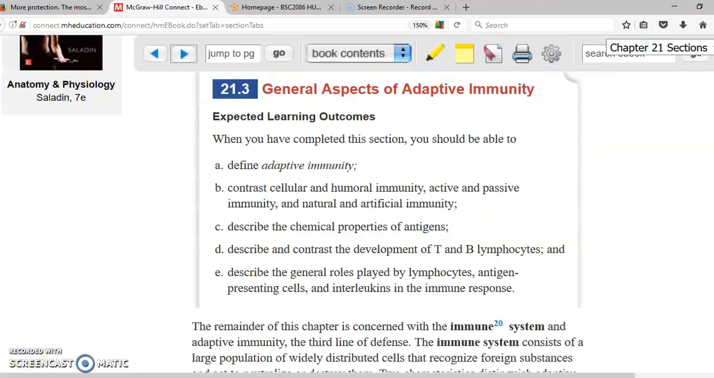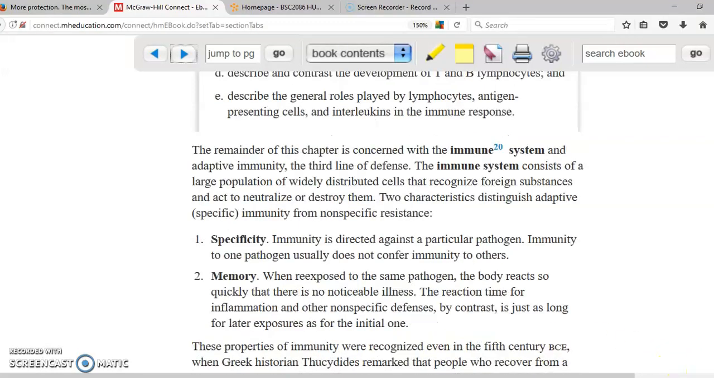The next topic is going to be general aspects of adaptive immunity. This is the area where we need to talk about antibodies. This type of immunity is specific. Why? Because it's going to provide you specificity as well as memory. Specificity due to the fact that the antibodies that we're going to use in here, they're going to be specific for certain types of infections.